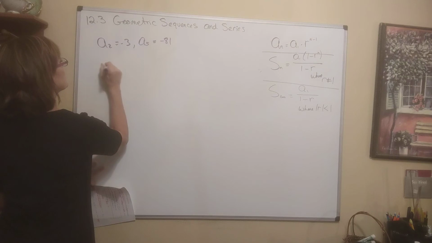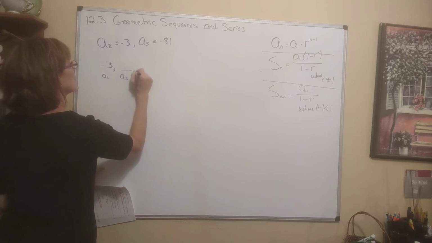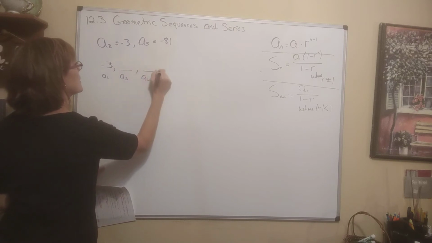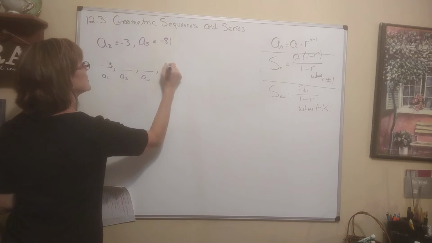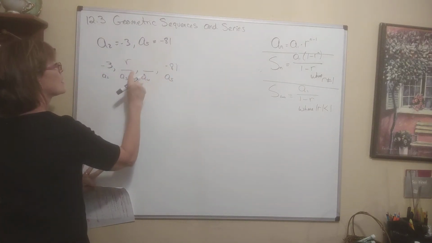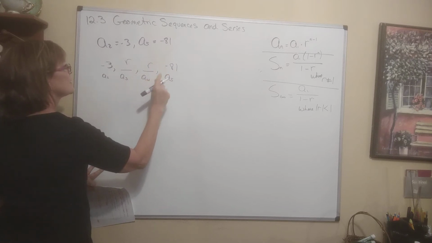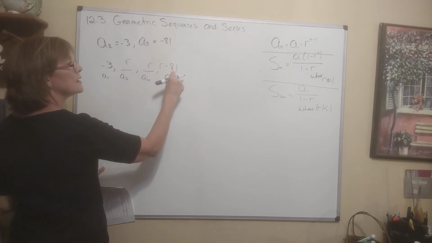If this is a sub 2, and then there's a sub 3, and then there's a sub 4, and then there's a sub 5, which is negative 81. I had to multiply negative 3 times an r, and I had to multiply this times an r, and then I had to multiply this times an r to get this.